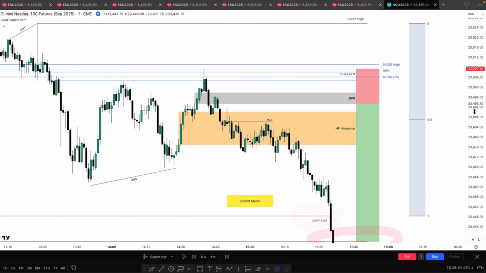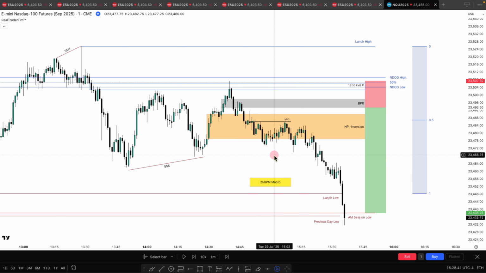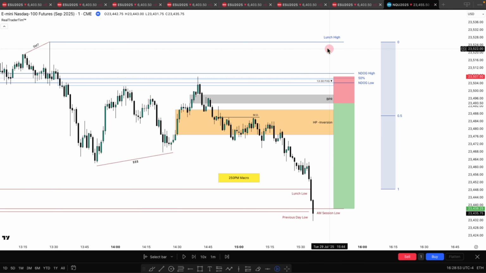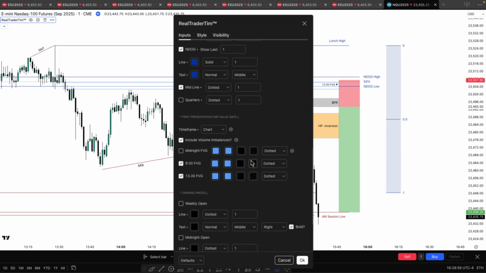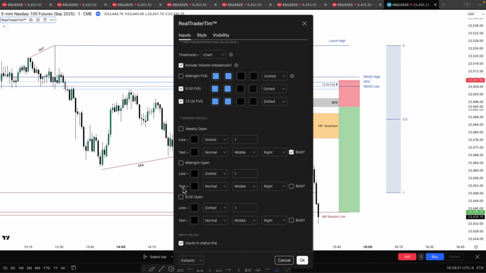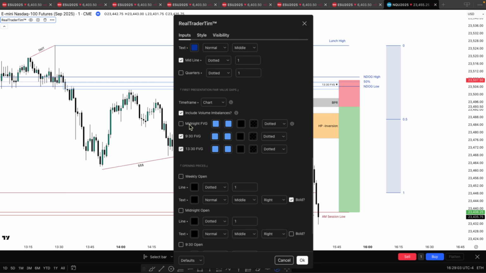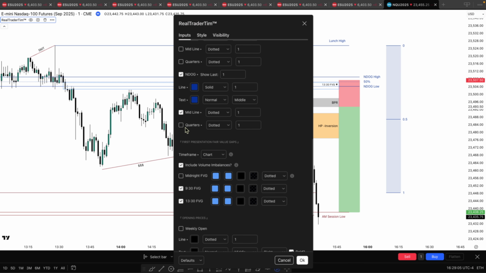So again, ask yourself what the previous range did, the previous session, or sessions, plural, did for you whenever you're entering into the trading session that you trade. And you really want to use these session highs and session lows. And again, this is the indicator. It's all plotted for you. The new day opening gap, first presentation fair value gaps, key opening prices. I have these taken off now just for clarity because I have a ton of stuff on the chart. The midnight fair value gap.